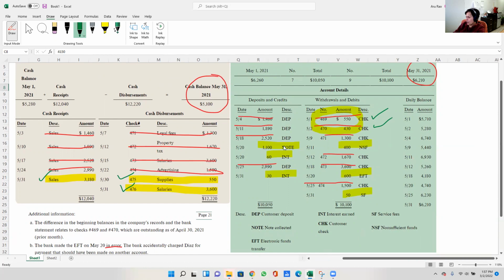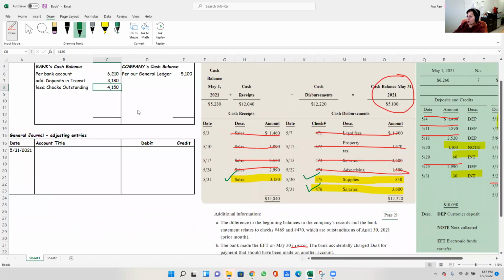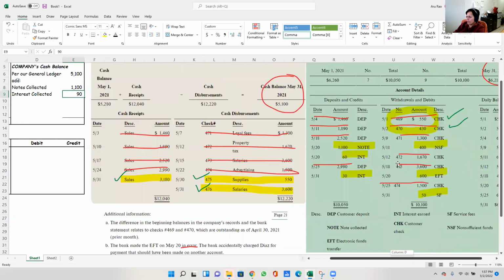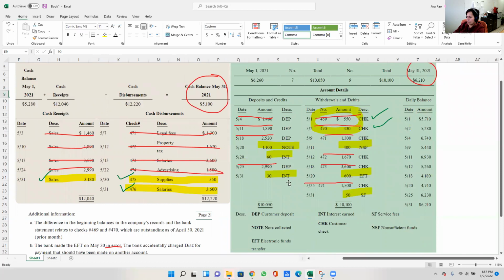So they collected a note for me, so cash increased. They collected $90 in interest, so that is also cash increasing for us over here. So now this is on my side. The bank has already done it. I need to take care of it over here. So I come in over here and I will write: add note collected. That amount was 1,100. Interest collected or interest earned, and that would be $90. Okay, so we have now taken care of these three numbers.